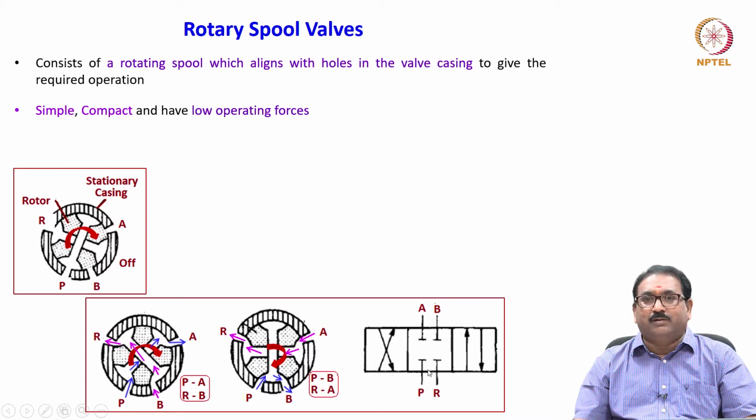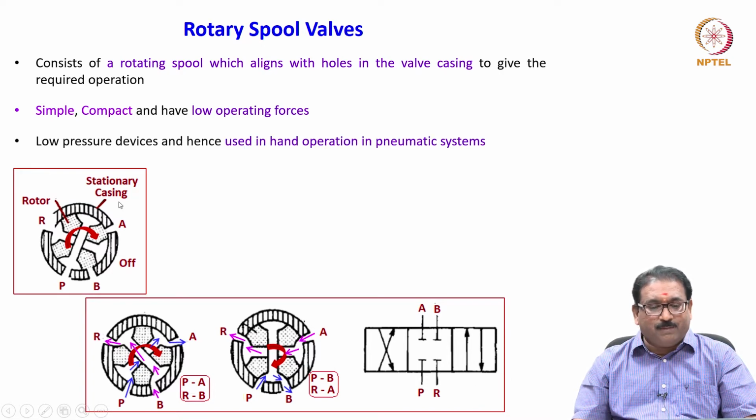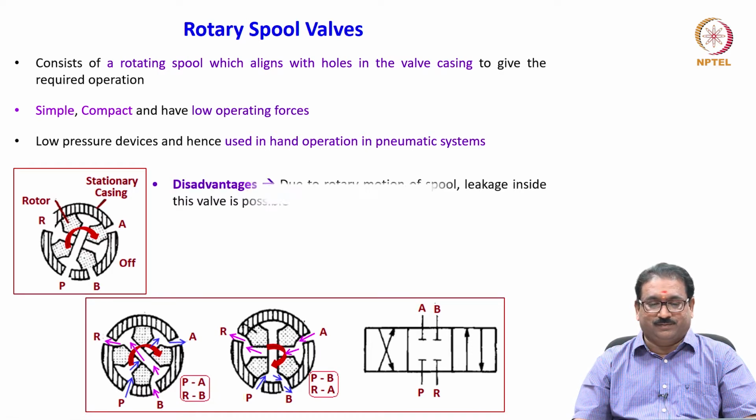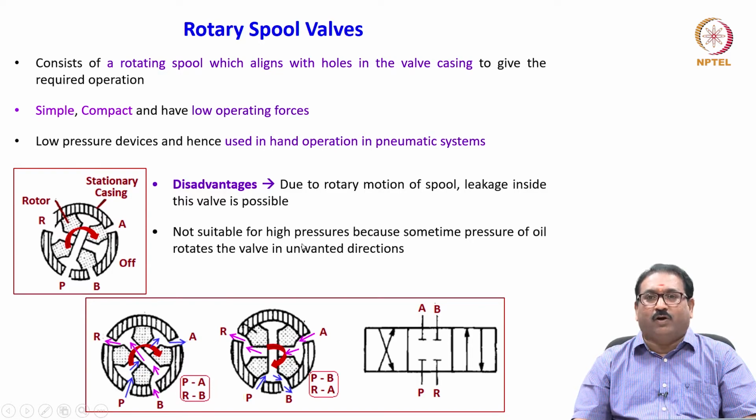It is like this: in the middle position all ports are blocked. If you go to one side, it is a crossed configuration, and to the other side it is a parallel configuration. Okay? These are low pressure devices, hence used for hand operation in pneumatic systems. The disadvantage of rotary spool valves is that due to the rotary motion of the spool, leakage inside the valve is possible. They are not suitable for high pressures because sometimes the pressure of the oil rotates the valve in unwanted directions.